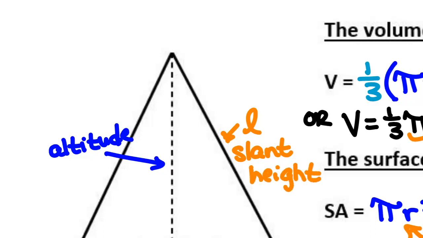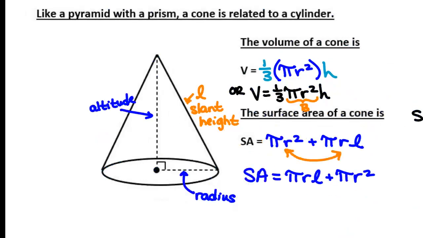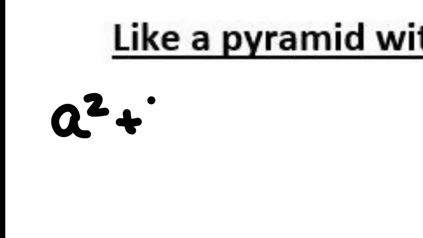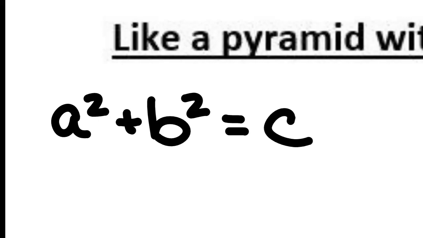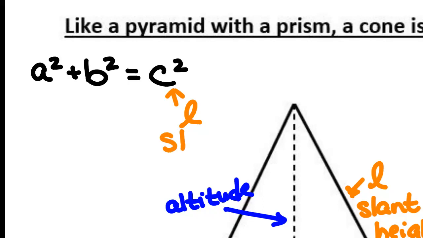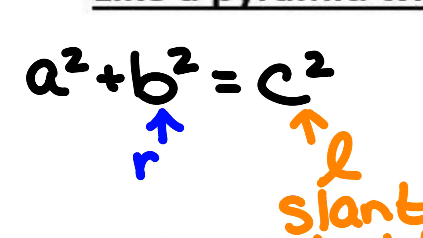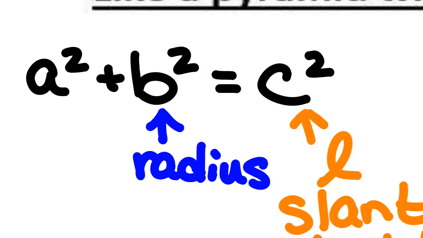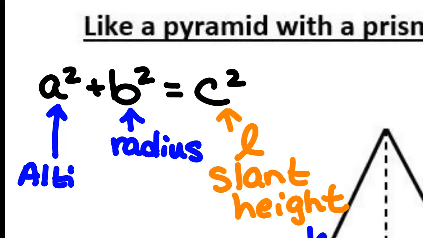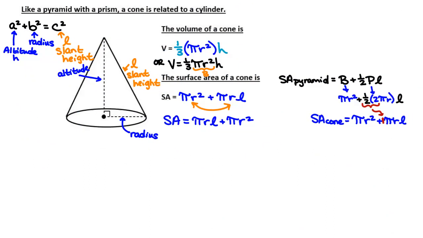And if we know the radius and the altitude, how should we find the slant height? Pythagorean theorem, yes. A squared plus b squared equals c squared. This is going to be my slant height. Either a or b is going to be my radius, and the other one will be the altitude or the height. All right.